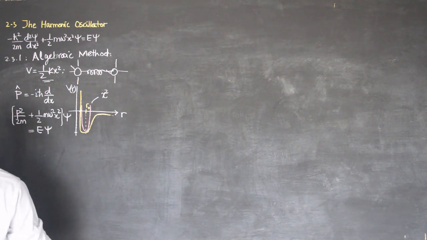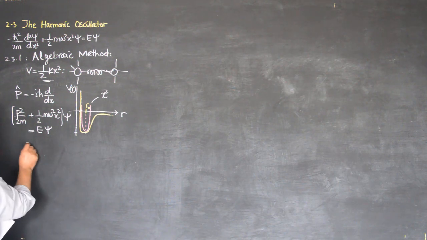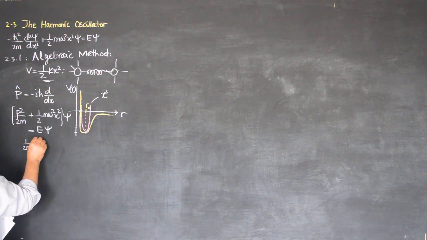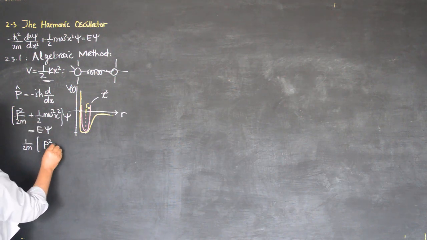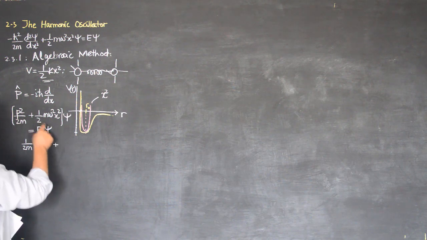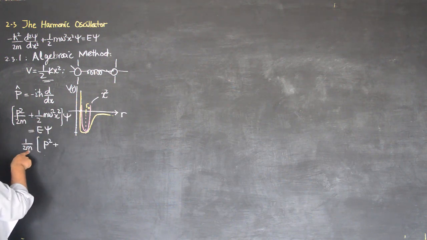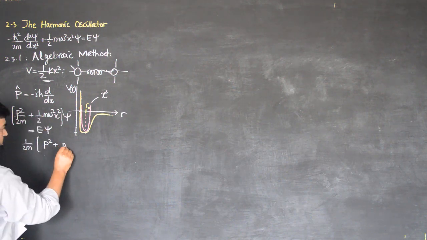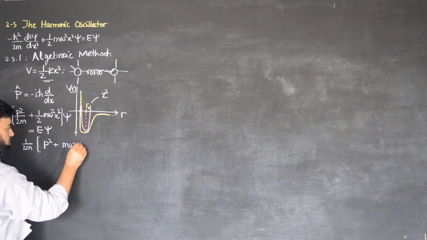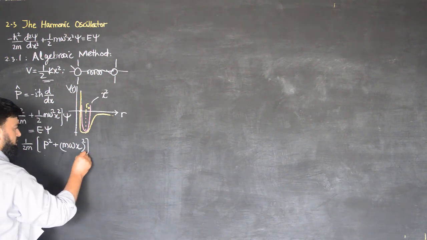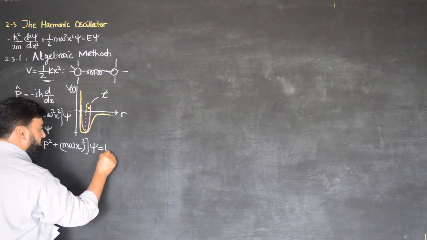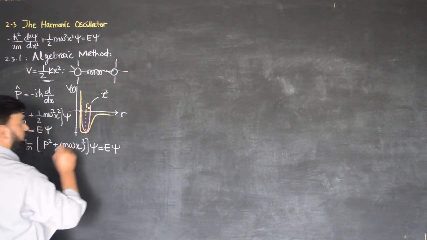Now I can write this in short. If I take 1 over 2m as common, then I can write this as p square plus, and as I have taken m common here, m omega x whole square, psi equals E psi.